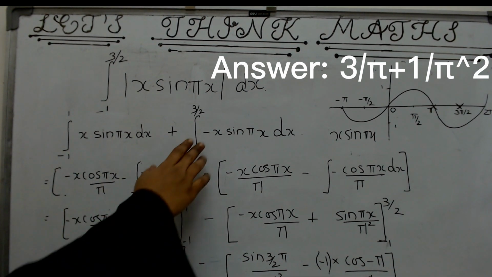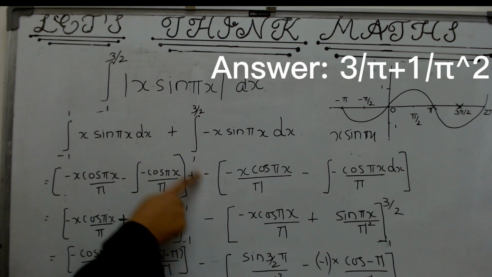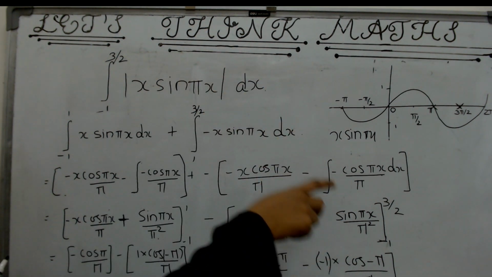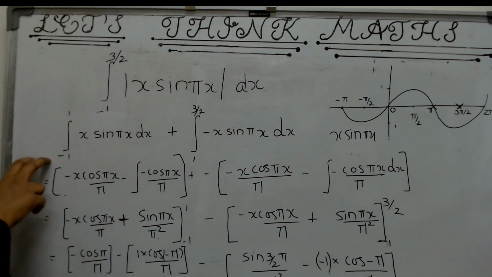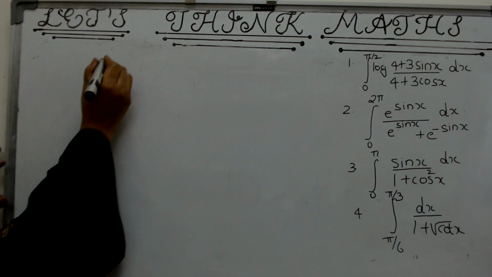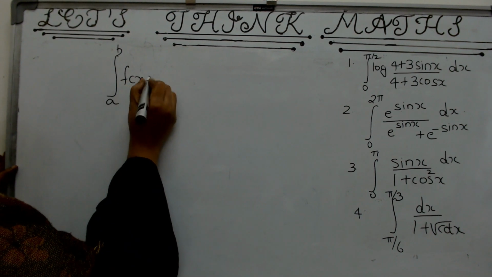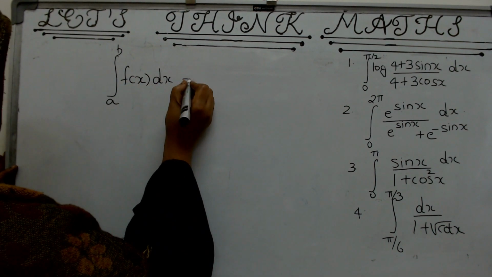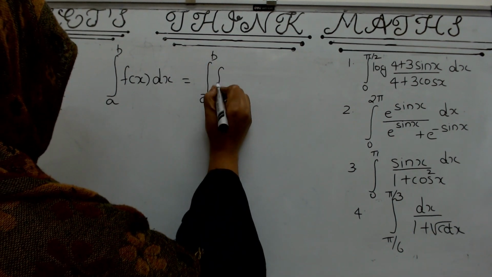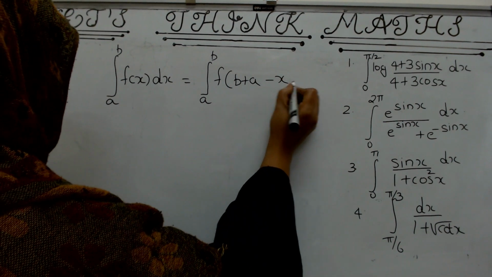And here, instead of breaking your head over this minus, just bring this minus here. Then both these functions will become the same, right? Only the values will be different because here we are applying -1 to 1 and here we are applying 1 to 3 by 2. The next property looks like this. If you are integrating a function in x from the limit a to b, then instead of that x, you can replace it with the sum of the limits minus x.